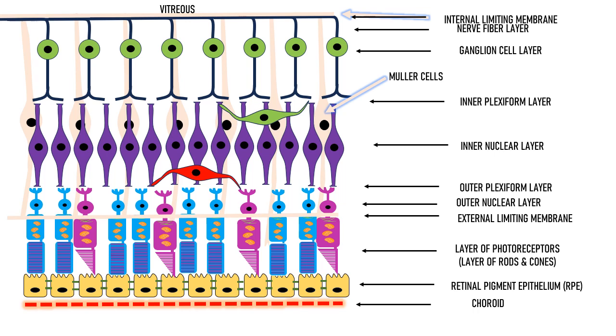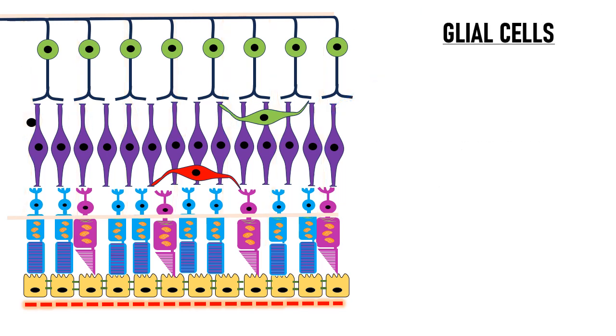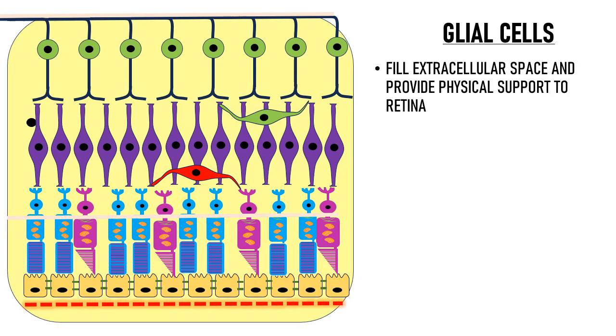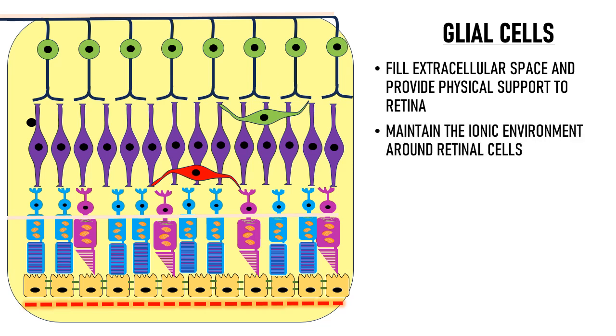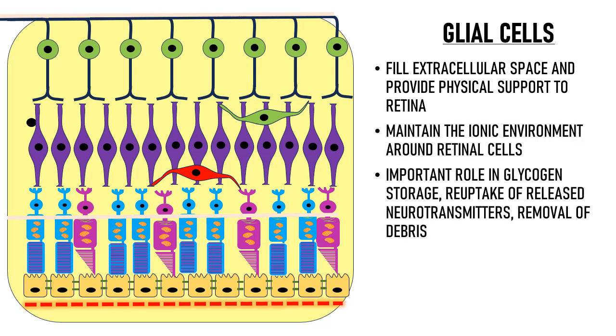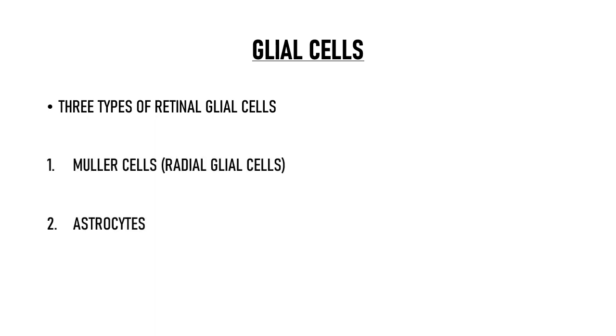So these were the 10 layers of retina, but apart from these 10 layers, retina also has some supportive cells which are known as glial cells. Retinal glial cells fill the extracellular space and provide physical support to the retina. These cells also maintain the ionic environment around retinal cells. They play an important role in glycogen storage, in the reuptake of released neurotransmitters, in the removal of debris, and in insulating axons and neurons. There are 3 types of retinal glial cells: Mueller cells, which are radial glial cells, astrocytes, and microglia.